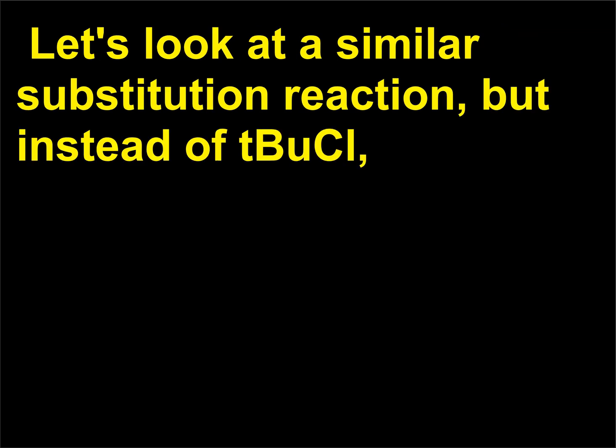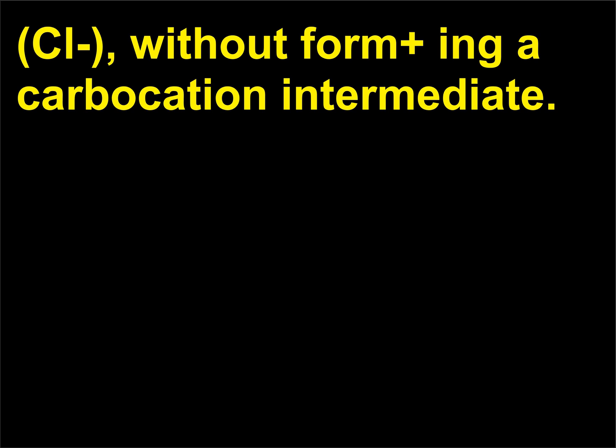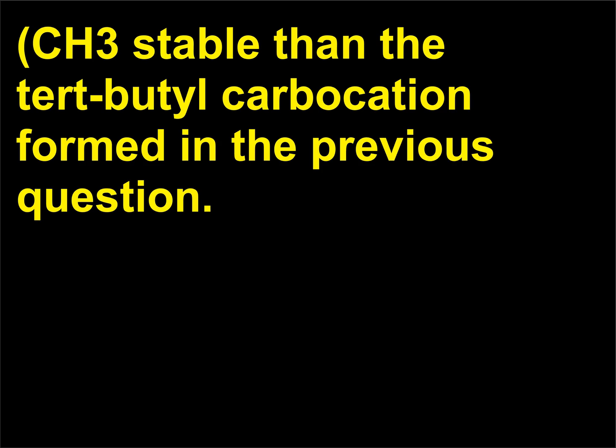Let's look at a similar substitution reaction, but instead of t-butyl Cl, we'll react hydroxide with MeCl. Here the nucleophile, OH-, directly displaces the leaving group, Cl, without forming a carbocation intermediate. This is because the methyl cation, CH3+, is less stable than the tert-butyl carbocation formed in the previous question.